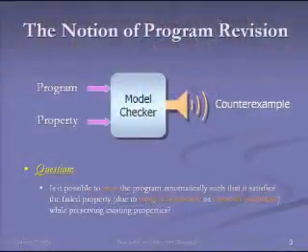So this is what I mean by the notion of program revision. Suppose we are given a program and a property to a model checker, and the model checker generates a counterexample. Now, this counterexample could be due to the change of environment of the program, because the program is now exposed to a new set of faults. It could be due to a mistake in the program design, or it could be due to incomplete specification, because requirements are added later, which happens quite often in the software life cycle.